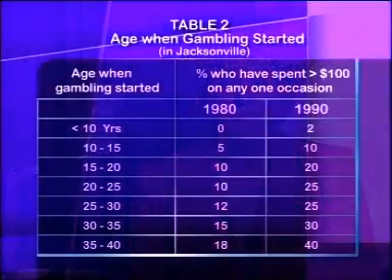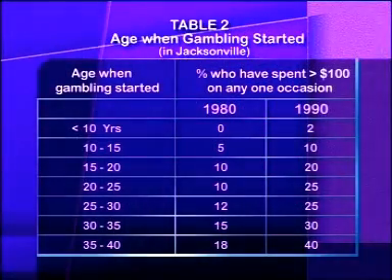The introduction for Table 2 could be, this table clearly highlights the age of individuals in Jacksonville when they first started gambling. The percentage of persons in 1980 and 1990 are analysed in relation to age groups from 10 to 40 years.